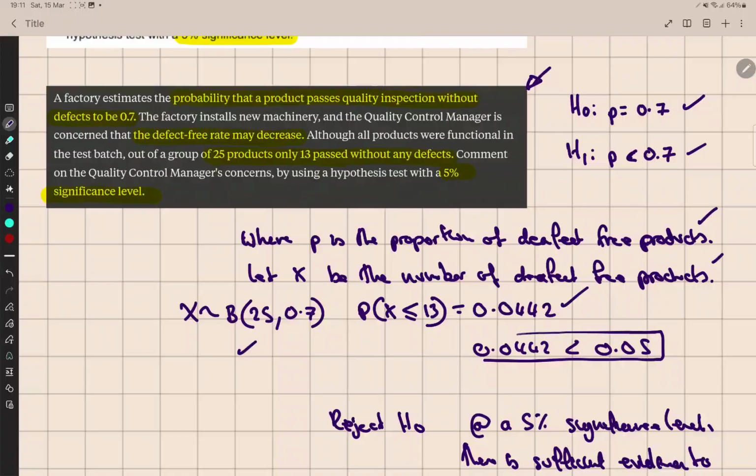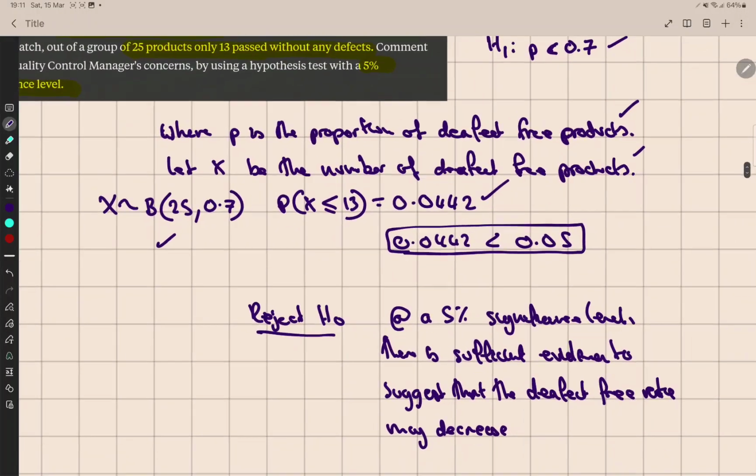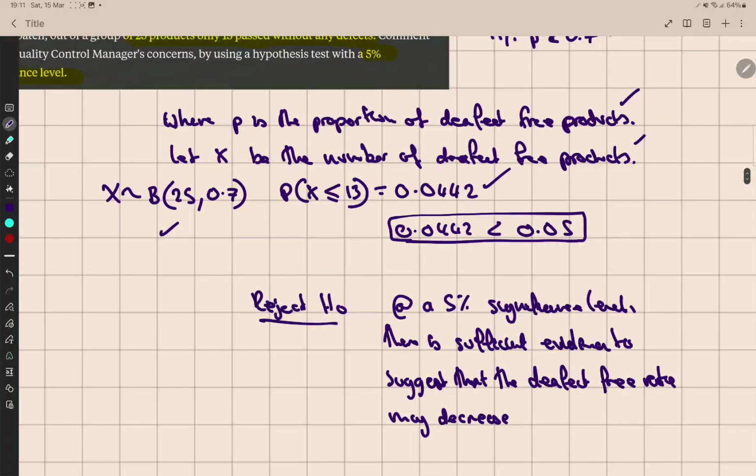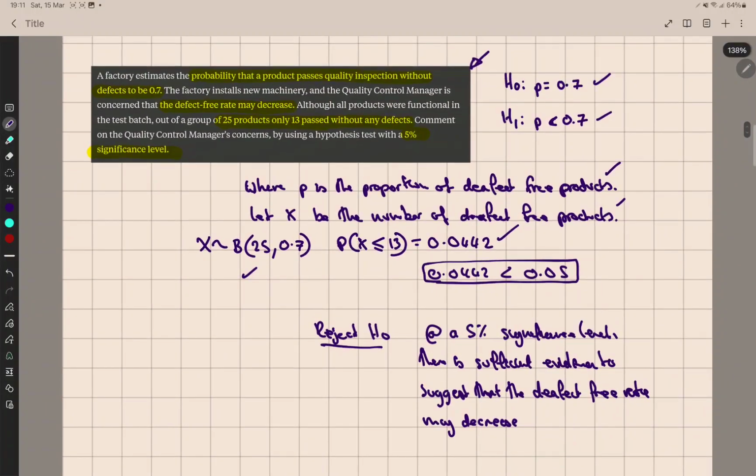So here's now my comparison, absolutely required. And I can see, yes, this is lower than my significance level. So it's within that significance level, that lower end, that extreme end. And this then tells me that I can now reject H0. I can reject my null hypothesis and say that at a 5% significance level, there's sufficient evidence, not proof, to suggest that the defect-free rate may decrease. So there are more defects. So that should be the final part in your questions.